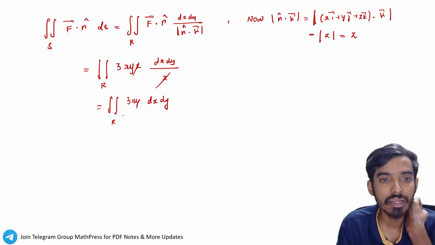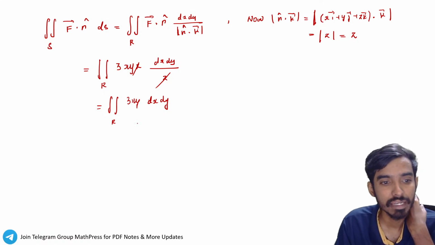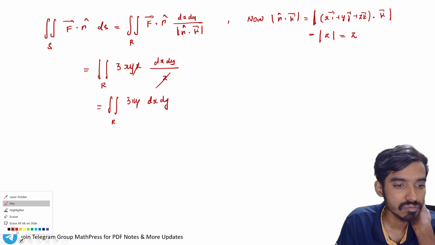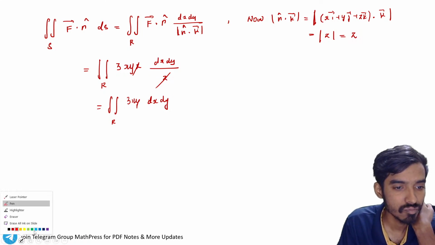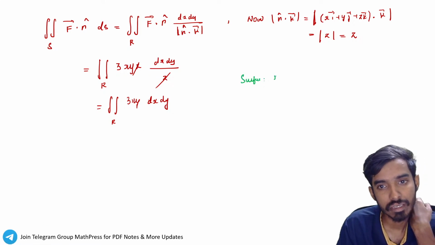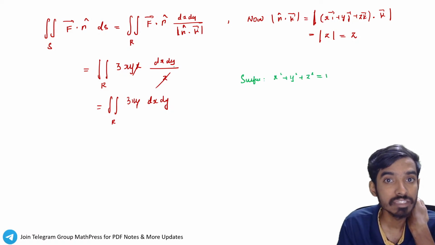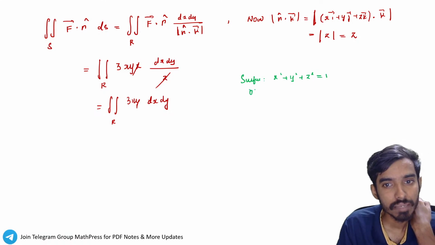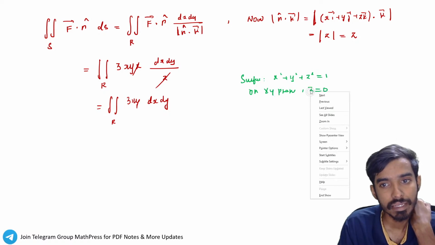Now we need to choose the limits, x limits and y limits, with the help of the surface. What is the given surface? It is x square plus y square plus z square is equal to 1. We are projecting on the xy plane. On the xy plane z is always 0.